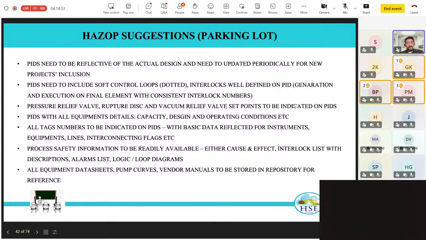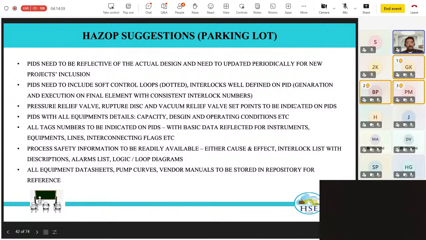Next is pressure relief valve, rupture disc, and vacuum relief valve. I've seen instances where you don't have the set points mentioned on the PNID. That is also wrong, because without the set point, you cannot take real credit of it. That set point is such that it is protecting the weakest link in your loop. So unless you know the set point of the PSV or the rupture disc, how will you ascertain which weak link or weak equipment it is safeguarding? So those things have to be indicated on the PNID.